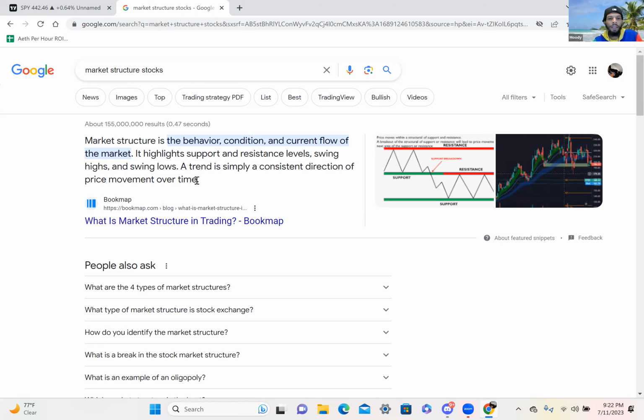So basically it's a trendy market, right? And I'm going to break all this down so it doesn't seem confusing, right? So how I like to look at market structure is support and resistance. Why? Because what does it say? Market structure is the behavior, right? So what is the behavior? The behavior is going to be the fluctuation of the price action that we're seeing, right?